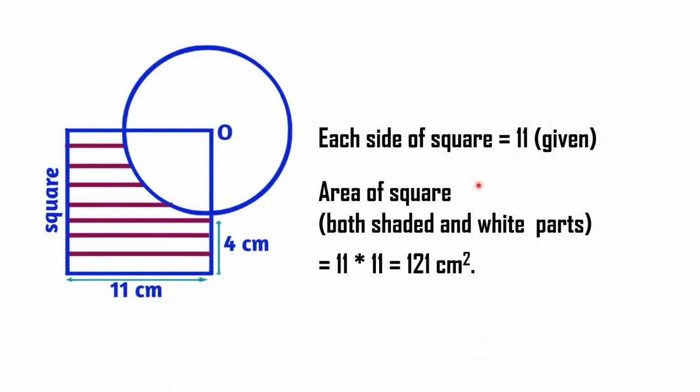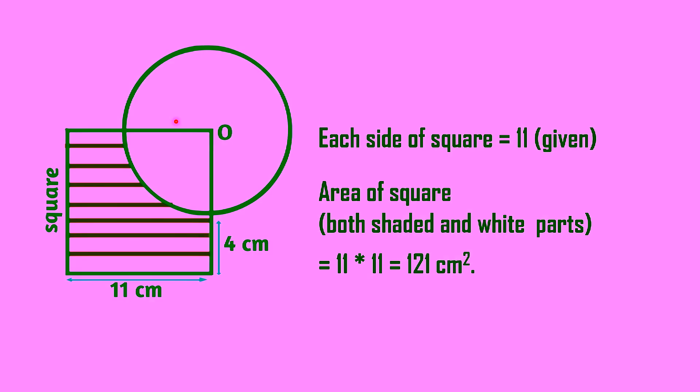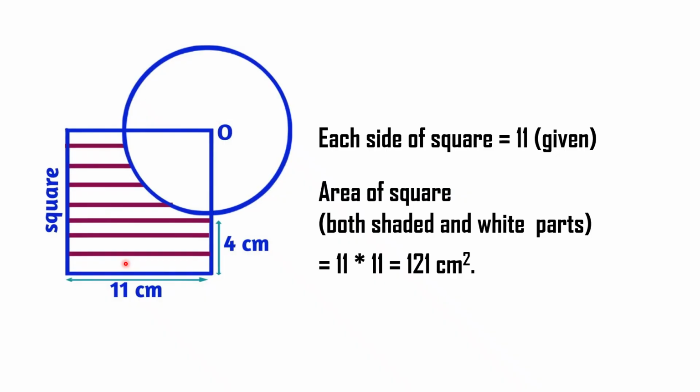Now each side of the square is 11 centimeters. It is given. Because it is a square, each side should be 11. So the area of the square, which includes the shaded part and the unshaded part, will be 11 into 11, or 121 square centimeters.